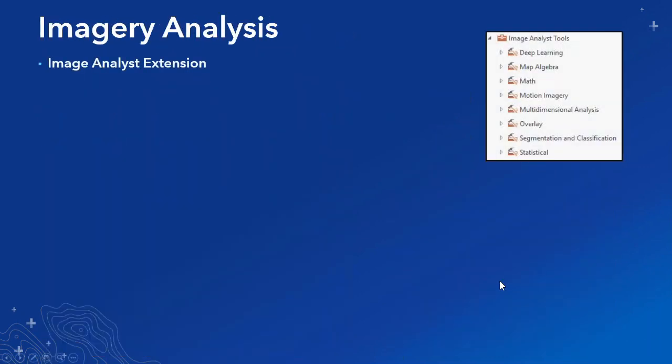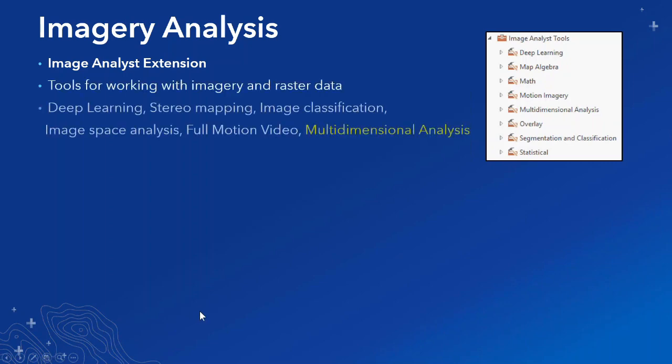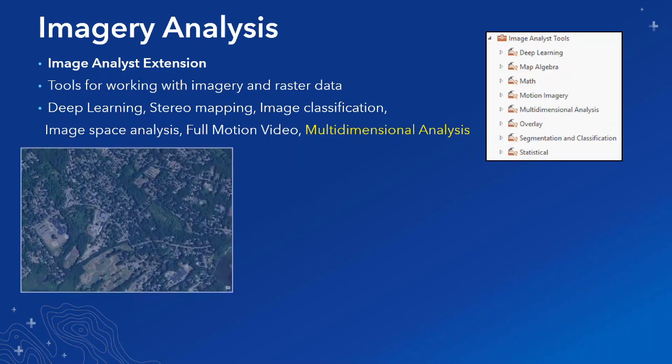You can also do imagery analysis. So we've already kind of discussed raster analysis using the Spatial Analyst extension. But there's also a suite of tools for working with imagery and remotely sensed data. We have tools for working with and doing deep learning, stereo mapping, image classification, so traditional remote sensing image classification using statistical techniques as well as machine learning techniques, image space analysis, working with video and doing multidimensional analysis.